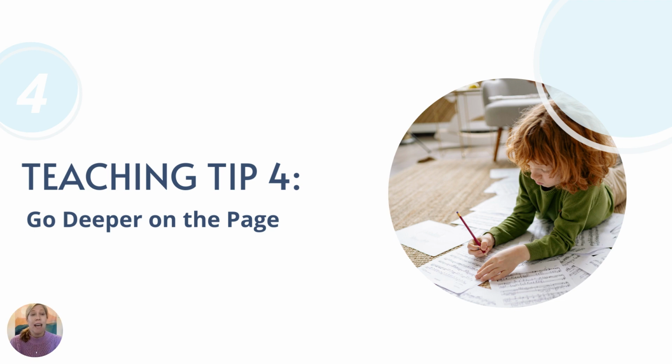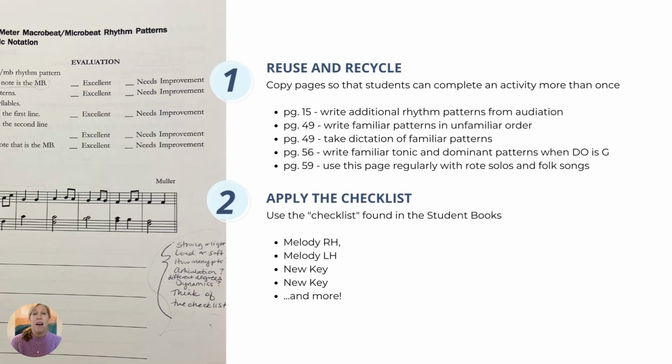Teaching tip 4 is how to go deeper on the page. We want to know how to use this book to its fullest, which means perhaps having a teacher version of the book where you can copy extra pages, where your student has a book, but the teacher has an additional book, and they might make copies for the student. That's what I do in my own studio.